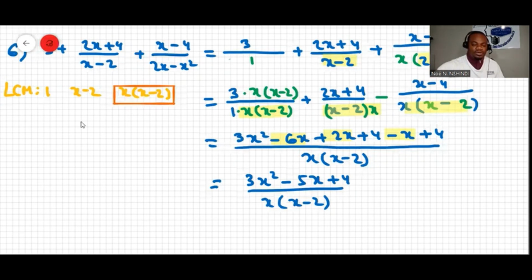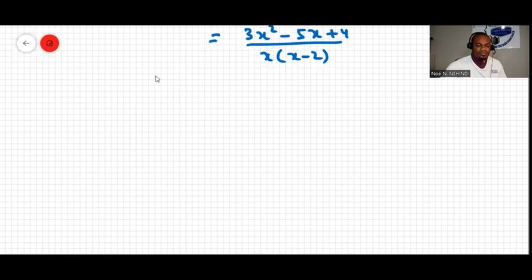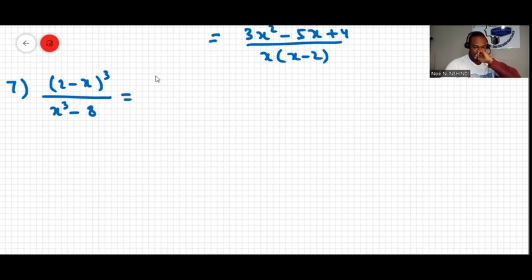Now we can also do question 7. 7 is given by 2 minus x raised to the power of 3 all over x cubed minus 8. So how can we do that? I prefer to factorize the denominator. The denominator reminds us of the difference of two cubes.